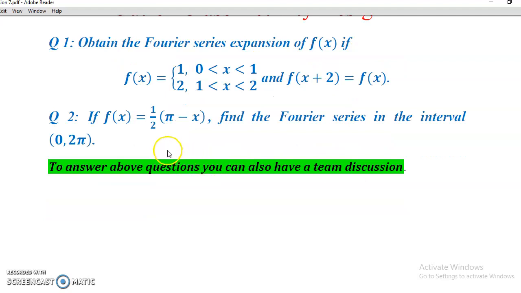So now the second question: f of x equals 1 by 2 times pi minus x. Find the Fourier series in the interval 0 to 2 pi.